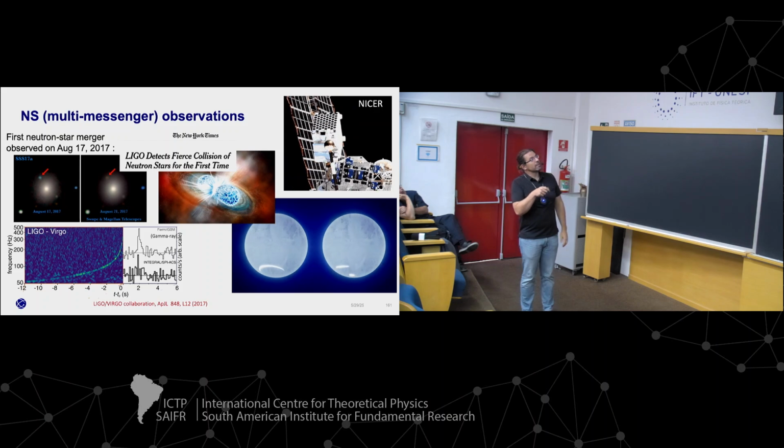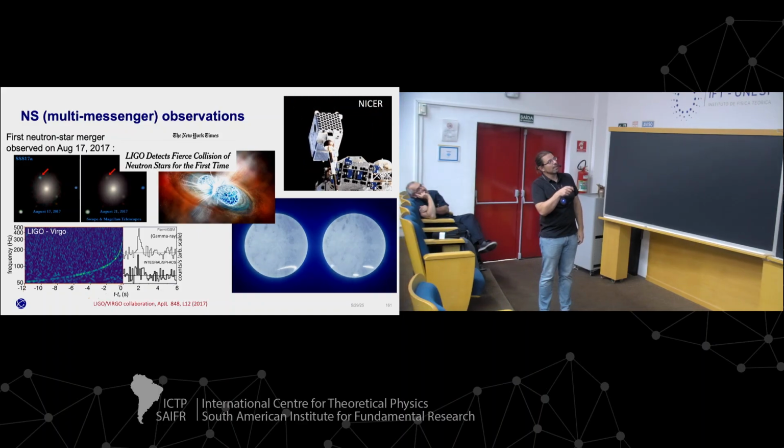So if you basically look at this, this is an optical picture of this merger. So this is when it happened. There was suddenly a blue blip appearing next to this galaxy. A few days later, it was red, so it was something that changed color on the order of days.